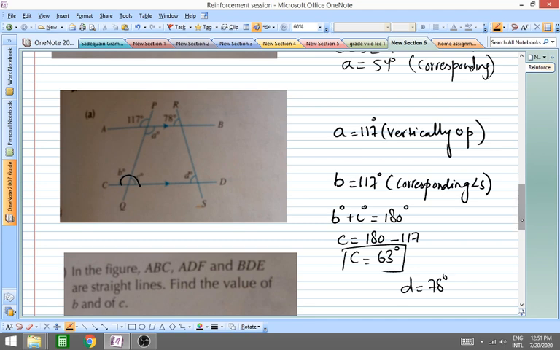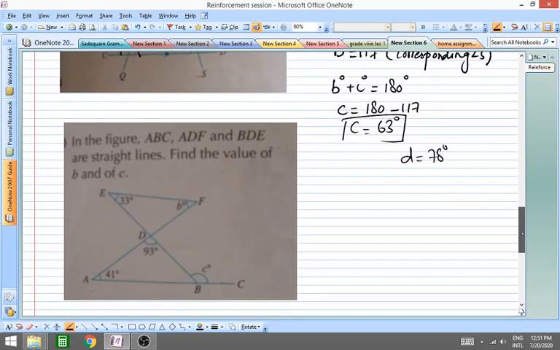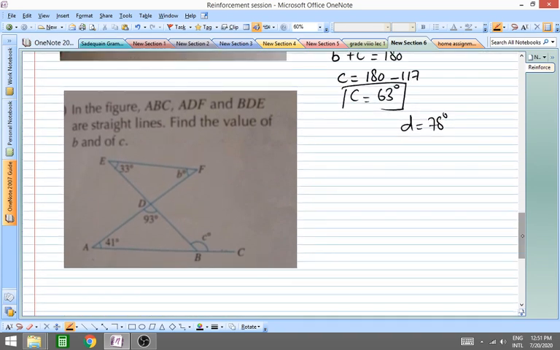A by the definition of vertically opposite angle, angle B by corresponding, C angle in a straight line, and D again the corresponding. Now let's move on to a bit difficult question, which again comprises two different triangles. Now again they are saying in the figure ABC, ADF and BDE are straight lines.